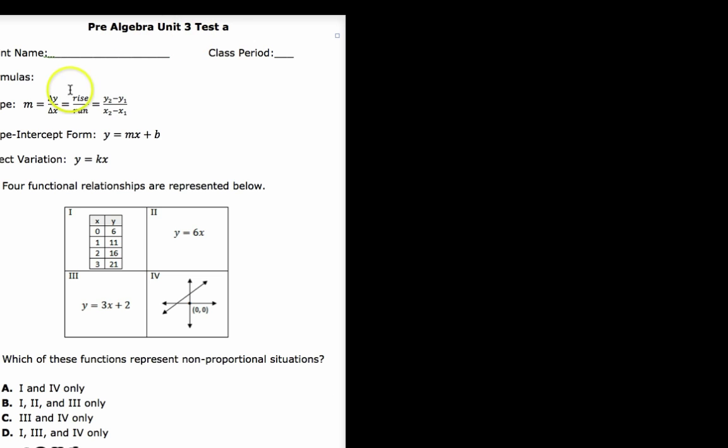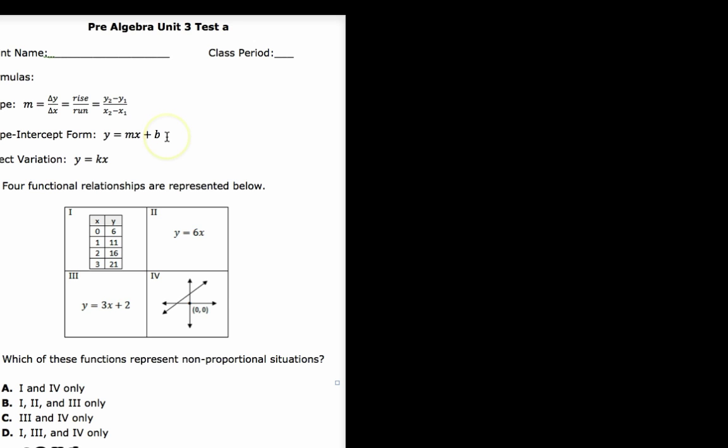There are several formulas. Slope is m, that's equal to change in y over change in x. It's equal to rise over run, and it's equal to y sub 2 minus y sub 1 over x sub 2 minus x sub 1. I would strongly suggest that you write this formula when you use it and label whatever y sub 2, y sub 1 are, and x sub 2 and x sub 1 if it gives you two sets of coordinates.